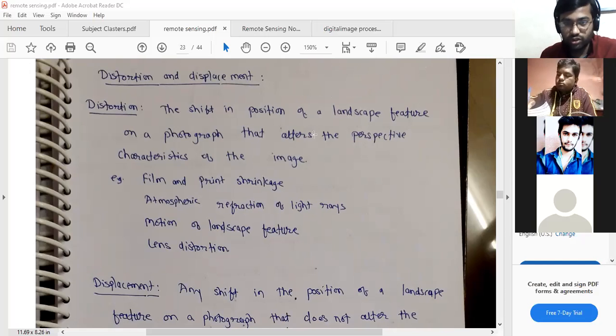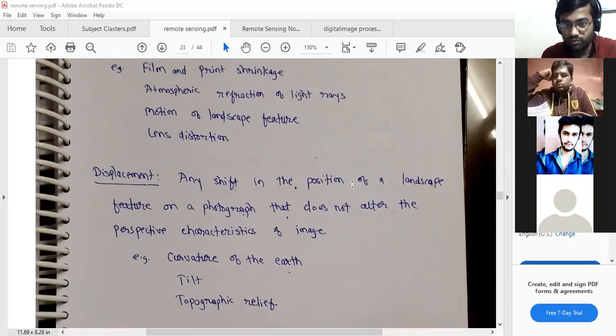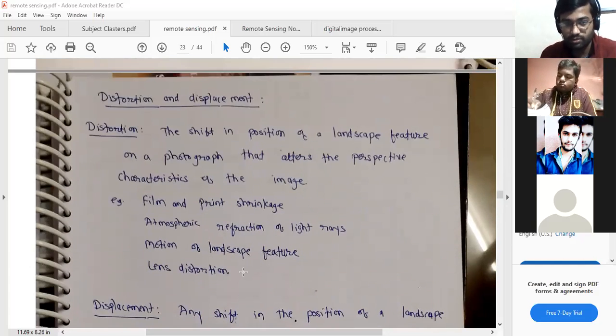The shift in position of a landscape feature on a photograph that alters the perspective characteristics of the image is called distortion. Clear? And displacement, any shift in position of a landscape feature, means if you are calculating the distance, that is nothing but your displacement. Shortest distance is displacement, and distortion means shift in position, and it happens just because of the errors in your instruments, in your sensor, in your resolution cameras, etc. You will get a distorted image.